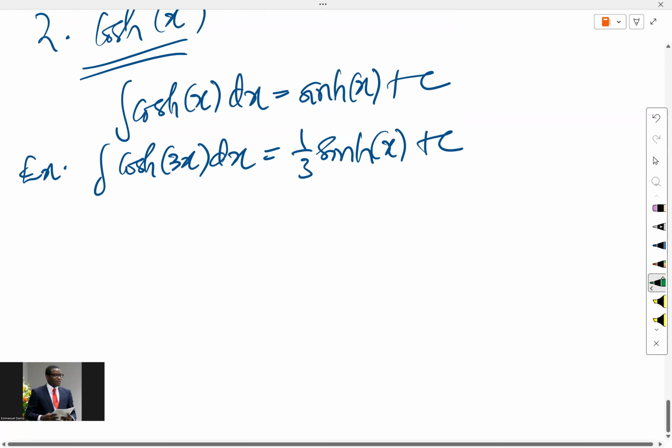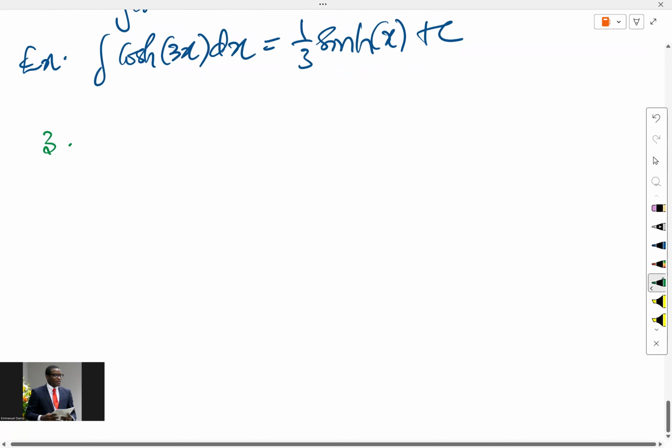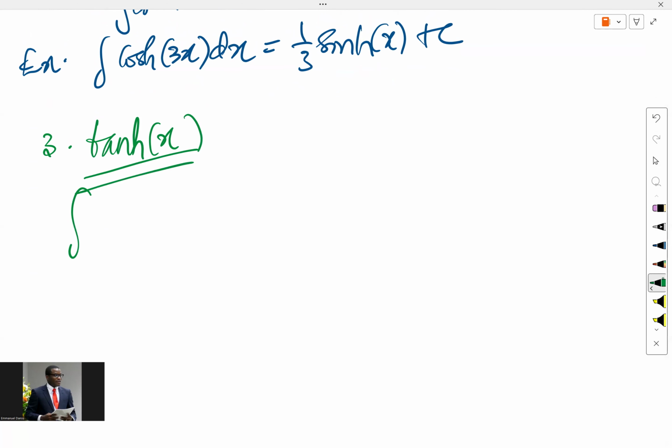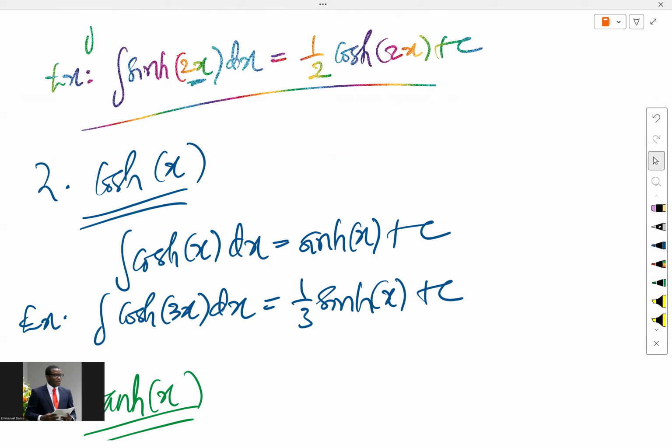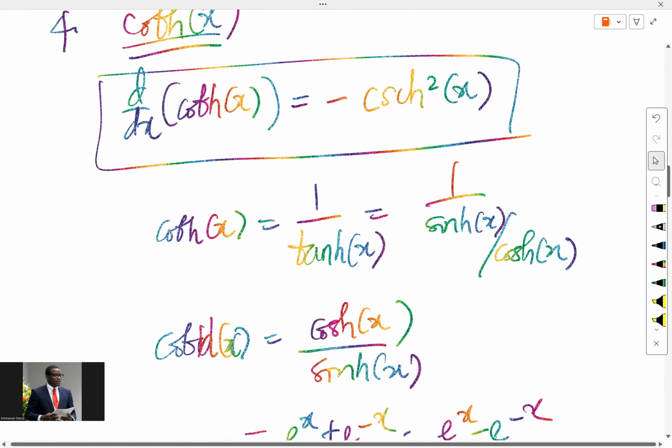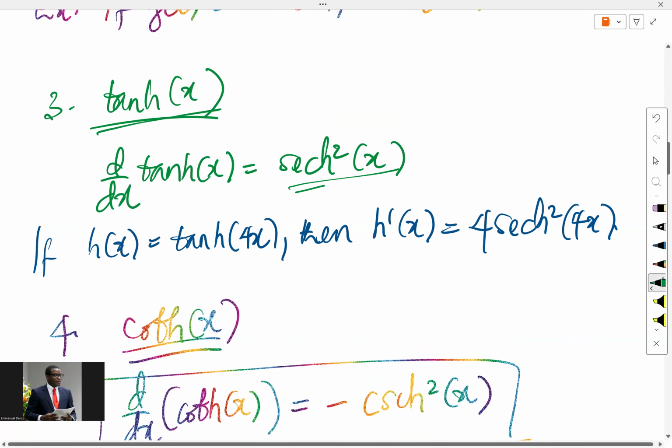Okay, and then we have the third one, talking about tanh x. So once you know the differentiation, then the integral just follows from that. So you know that if you differentiate tanh x, what does that give again? The derivative of tanh x, you know, that's sinh over cosh. So if you differentiate tanh x, you get sech squared x. And you know, sech squared x is just like 1 over cosh squared.